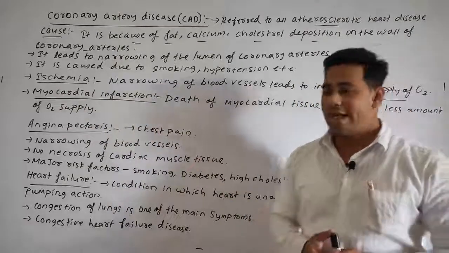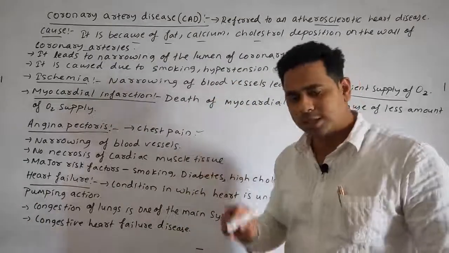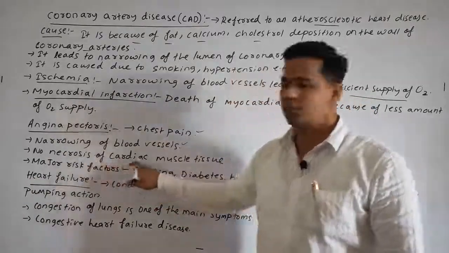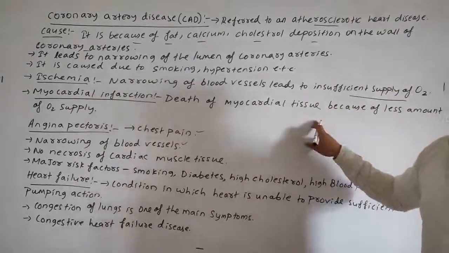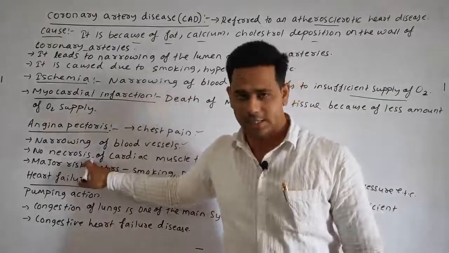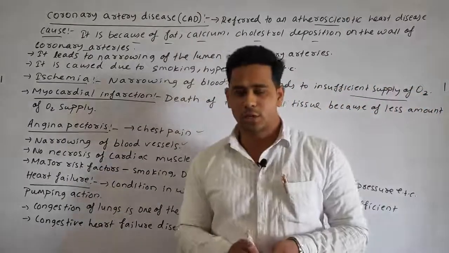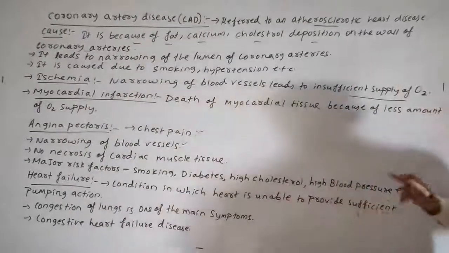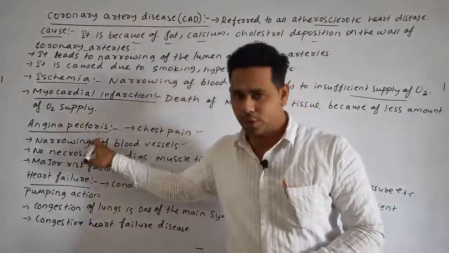Next, the angina pectoris. In this case, heavy chest pain occurs. Narrowing of the blood vessels occurs here also, but in this case, students, there is no necrosis of the cardiac muscle tissue. Necrosis means death. In myocardial infarction the myocardial tissue dies, but in angina pectoris there is no death. The major risk factors include people who smoke, have diabetes, high cholesterol, and high blood pressure. They have a high chance of having this disorder called angina pectoris.